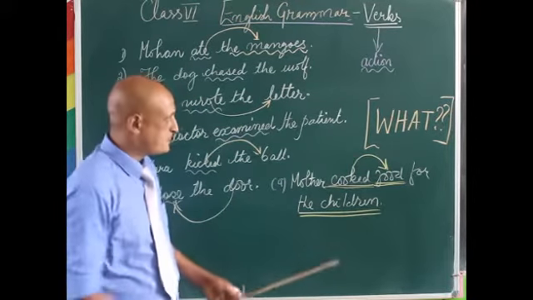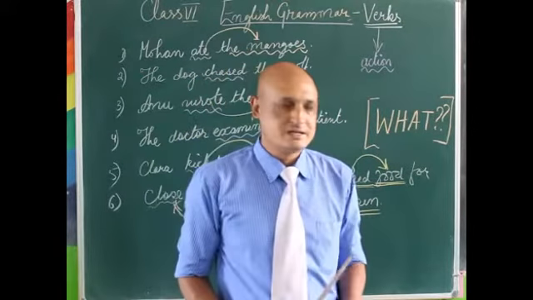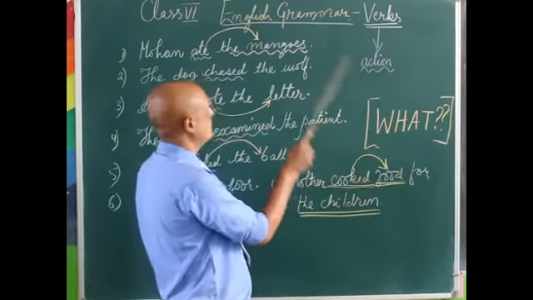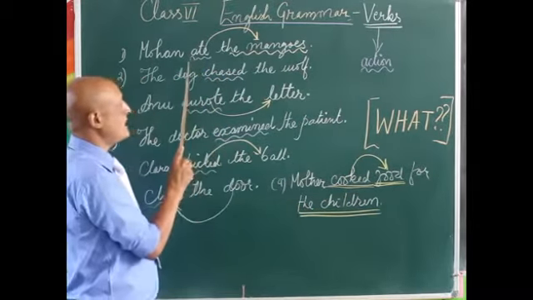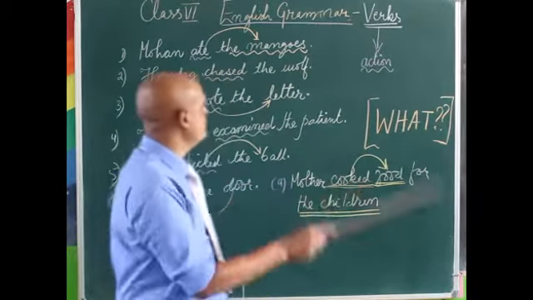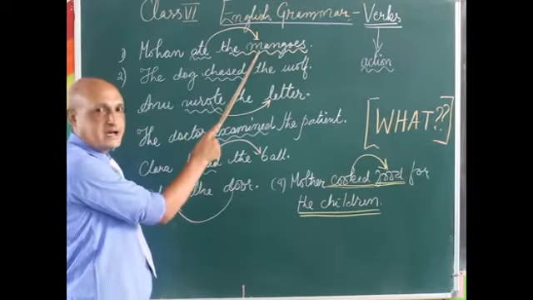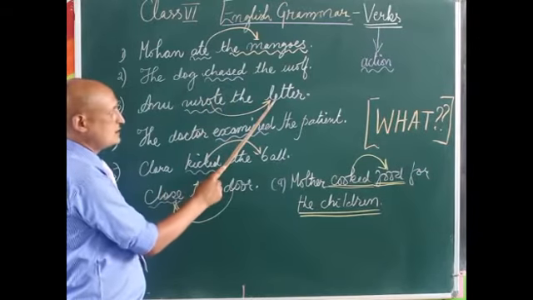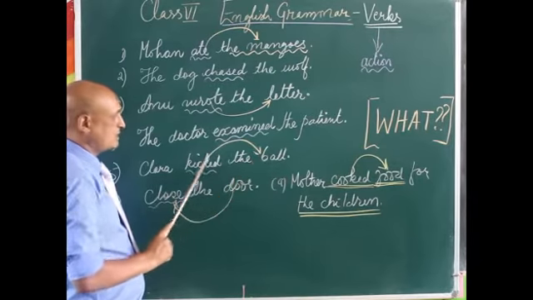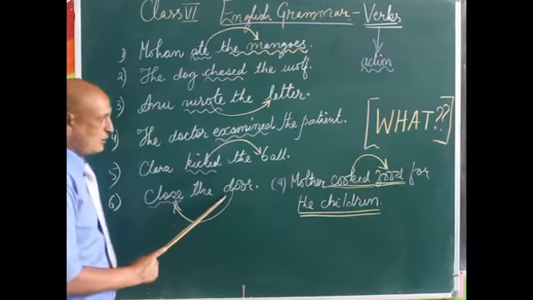Are you following? So to find out which is the direct object in the sentence, you question what to the given verb. First we need to identify the verb, then question the verb. Got it? So we get the question what? Mangoes. So we have a direct object. Wrote what? Letter. Direct object. Kicked what? The ball. Direct object. Close what? The door. So direct object.